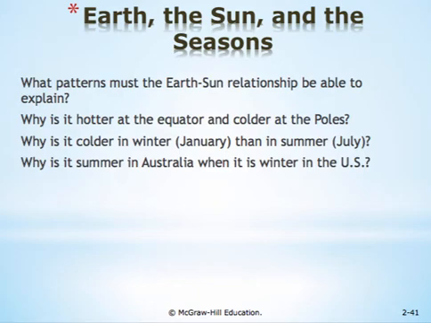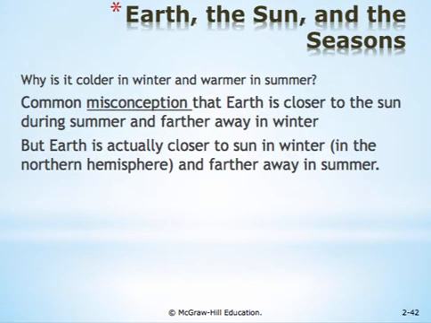What patterns must the Earth-Sun relationship be able to explain? Why is it hotter at the equator and colder at the poles? Why is it colder in winter than in summer? We're talking January and July here because we're in the northern hemisphere. Why is it summer in Australia when it's winter in the United States? Most people think it's because the Earth is closer to the sun in the summer and farther away in the winter. But that is not true.